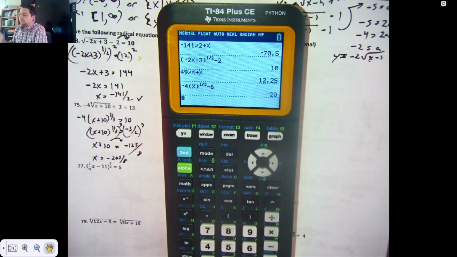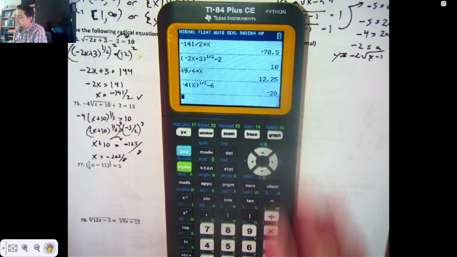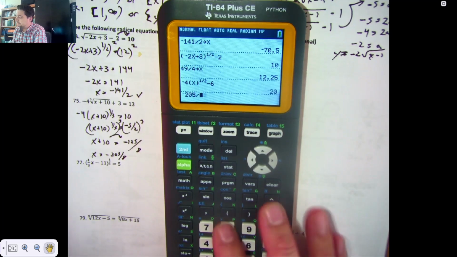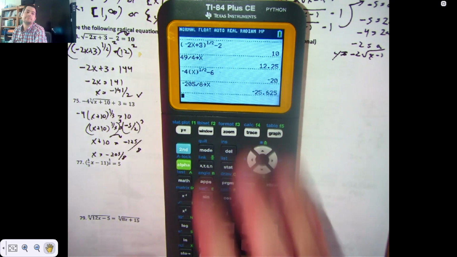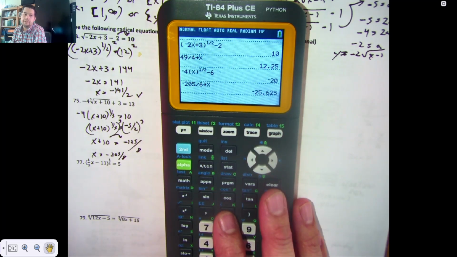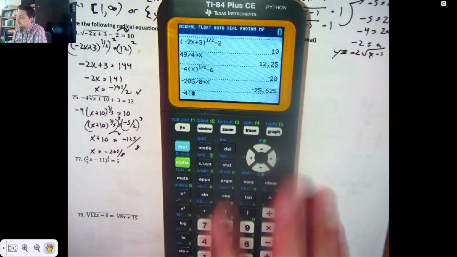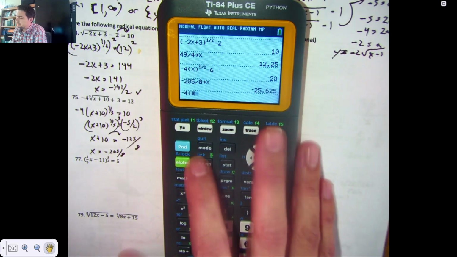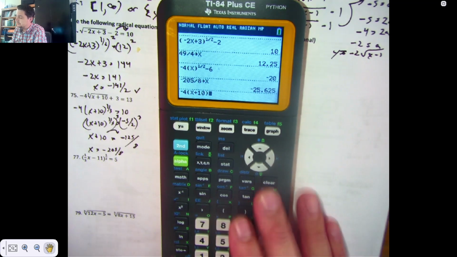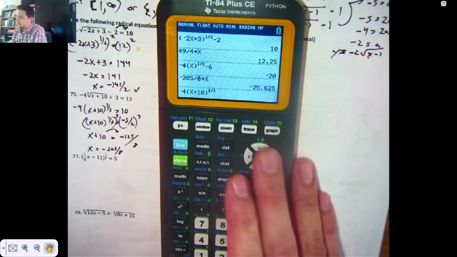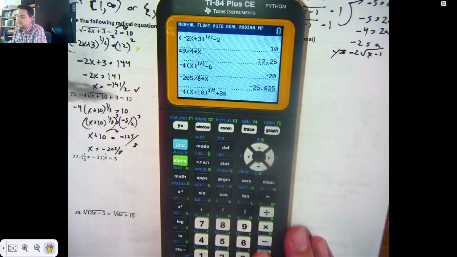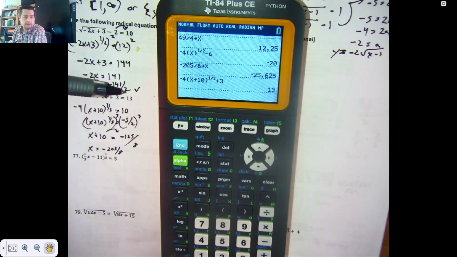All right, check my work. Take a negative 205 over an 8, store it to x, and then type in the original function. Negative 4x plus a 10, raised to the 1 over a 3, plus a 3, and hope I get a 13. And I did.